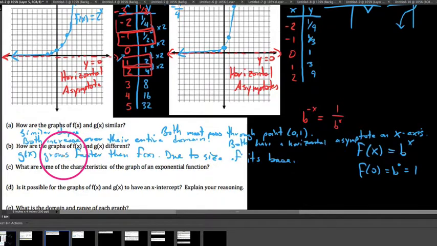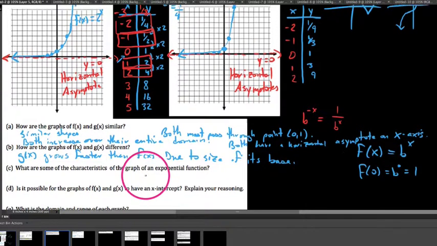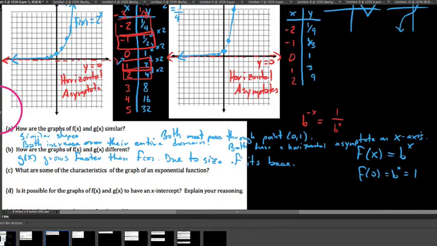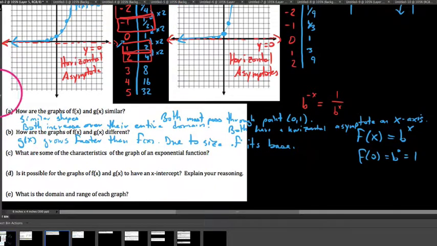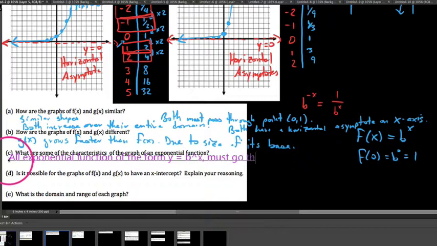So for letter C, I want to know what are some of the characteristics of the graph of an exponential function. Well, some things that we can see here, and perhaps I could type a little bit faster than I can, if it'll let me type here, then I can write. But we say basic characteristics of these graphs is we could see that all exponential functions would have to go through the point 0, 1. So all exponential functions of the form y equals b to the power of x must go through the point 0, 1. Let's see if I can fit another line in here.